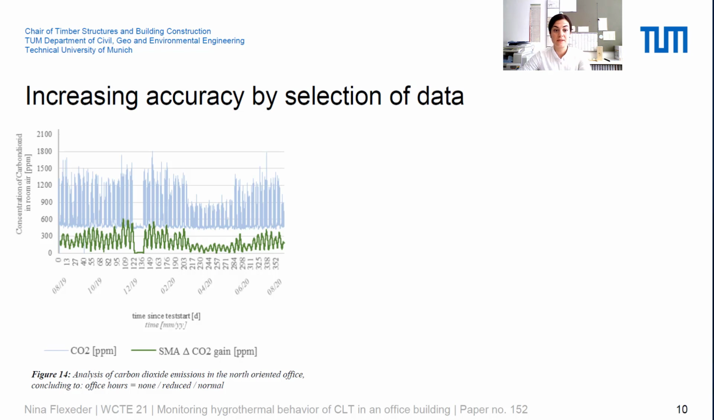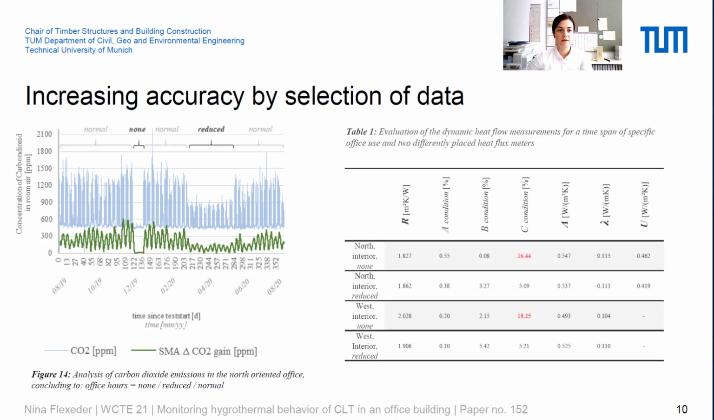So here you see the results from our CO2 sensors that we placed in the middle of the room. We do see that we have 3 different time periods. There is normal office use, then there was a 2-week break around Christmas where there was no one in the office at all, and then in spring 2020 COVID started and we had very reduced office use.